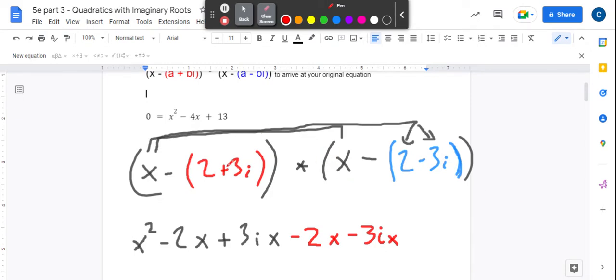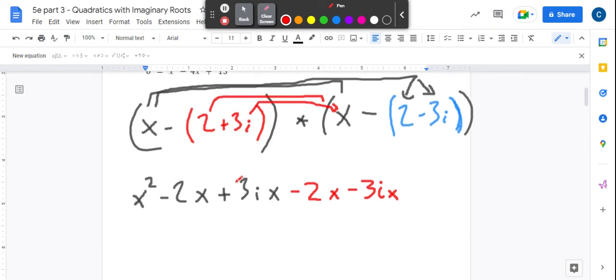All right. Now we have to distribute this complex number through its conjugate over here. So we distributed the 2 to the x and the 3i to the x. Now we got to distribute the 2 to the 2 and the 2 to the 3i, and the 3i to the 2 and the 3i to the 3i. So this is where it gets a little interesting.